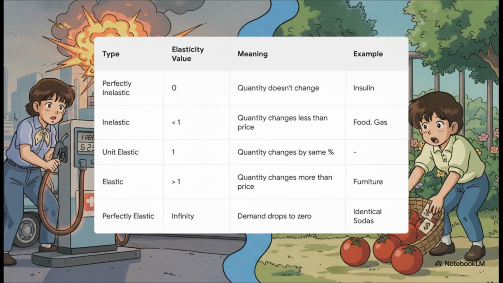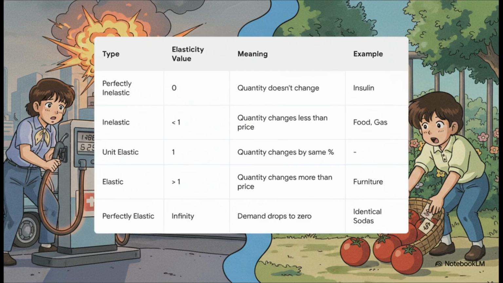So this table here kind of lays out the whole shebang. If the number we calculate is less than 1, we say demand is inelastic. That's our gasoline example, right? If it's greater than 1, demand is elastic. Think big purchases like furniture, where you'll definitely wait for a sale. That's more like our tomatoes.